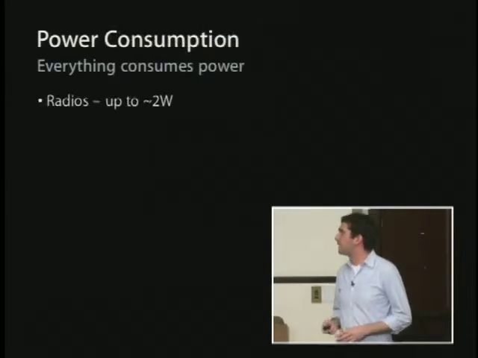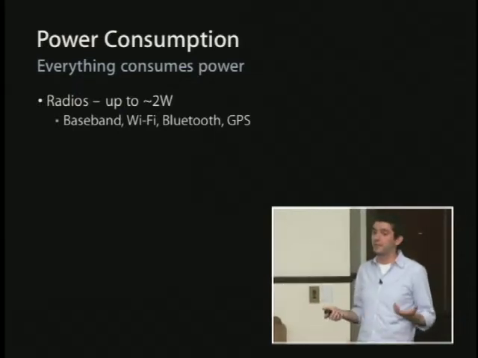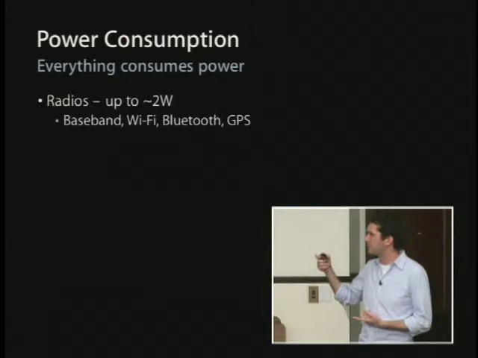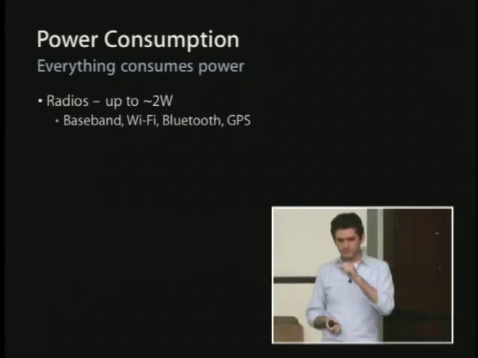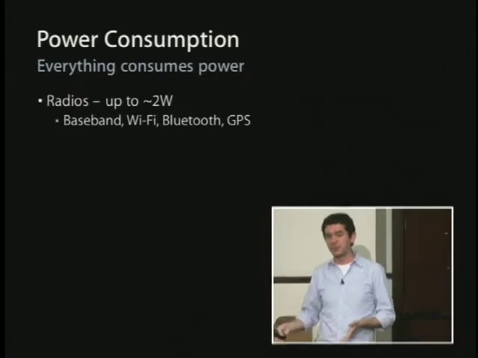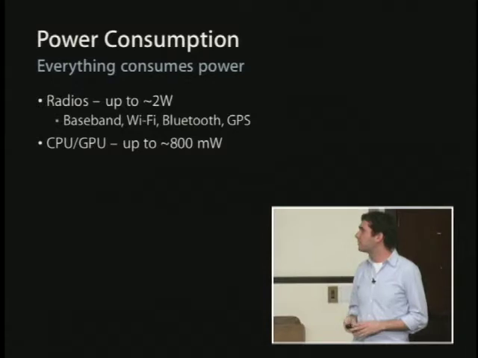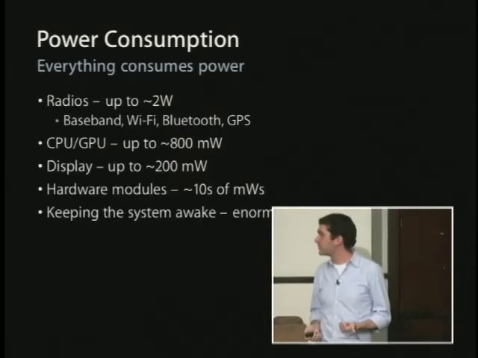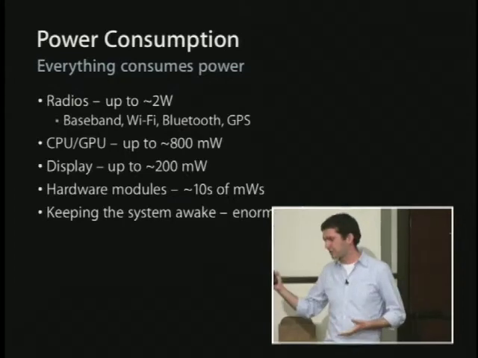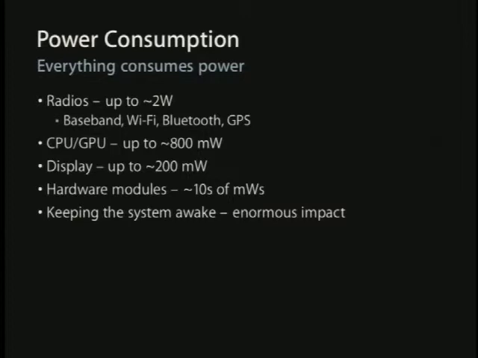Everything consumes power. The radios are consuming some amount of power. They're actually the most expensive part. This is listed in order of the expense. And actually, transmitting on the radios is even more expensive than receiving. The CPU and GPU are probably next on the list, followed by the display, the hardware modules, and then finally, well, that's it really, but keeping the system awake will keep all of these things going.